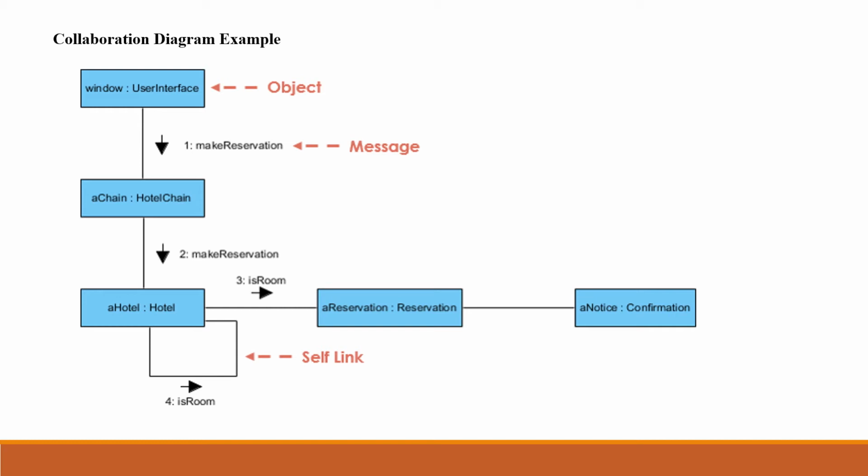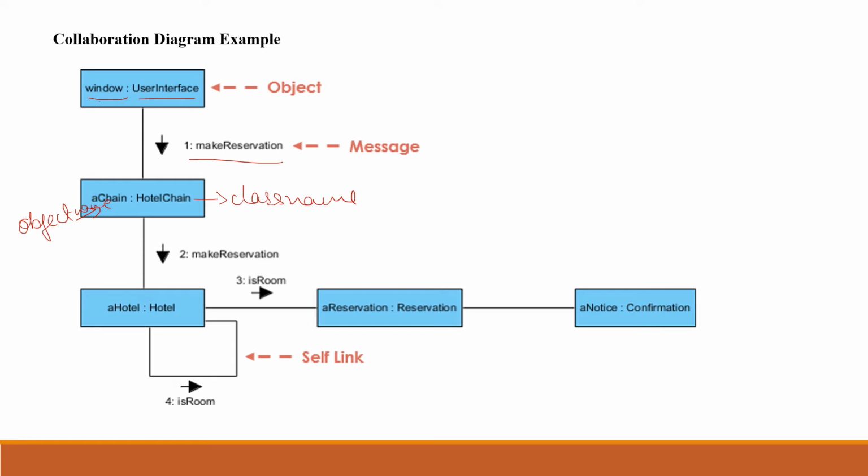We can see that it's a small hotel reservation we are making, and we are trying to draw the collaboration diagram where we have the objects. So here the object is a window, and user interface is a class. The very first message is make reservation, after which another object, a chain, is used. Hotel chain is a class name, and a chain is an object name.